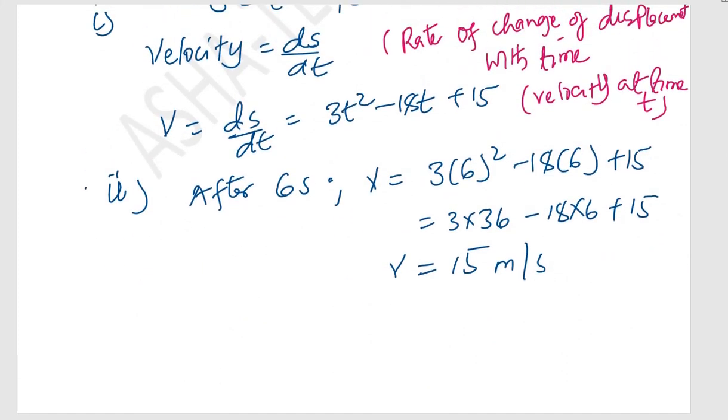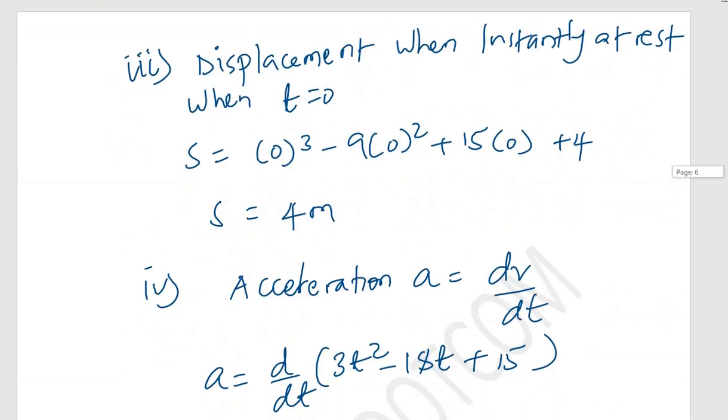Part 2 of this question says they want velocity after 6 seconds. So I just substitute in this expression I've gotten. That will be v is 3 into 6 squared minus 18 into 6 plus 15. So this will be 108 minus 108 plus 15, and this will give you 15 meters per second. So let us proceed and look at other parts of this question.